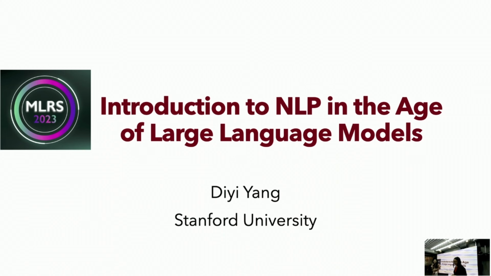And I'm very excited to introduce our speaker for today, Diyi Yang. She is currently an assistant professor at Stanford University. She's part of the NLP group there, and she's been doing research on NLP, especially in the human aspects of NLP, which I think we'll get into today. So just to give you a little bit of background, she got her PhD from CMU, Carnegie Mellon University, and then very impressively went straight to become a professor afterward.